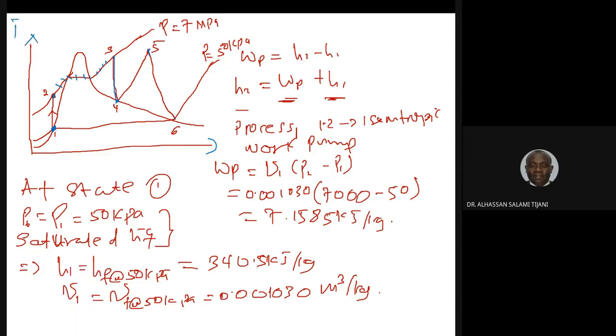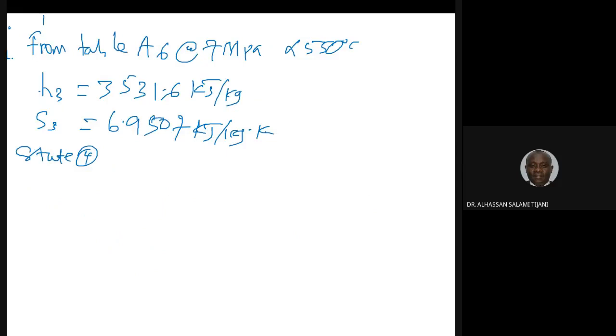So we have temperature here and entropy. So S3 equals S4. Okay, so that's the only way we can find H4. And then also P4 and P5 are the same. You understand? So we will continue from here and say that S3 equals S4, which equals 6.9507 kilojoules per kilogram. All right.